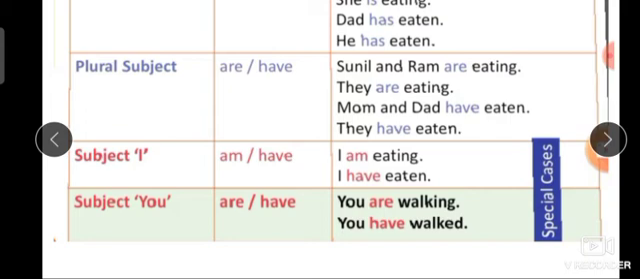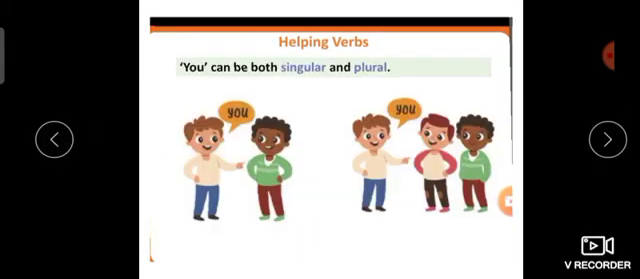See children, you are walking. So when the action is going on, we are going to use the helping verb "are", and when it's already done, we are using the helping verb "have". You have walked. So in the special cases of "I" and "you", we are using the helping verbs "am", "have", "are" and "have". Okay children, so let's see some more examples of the special cases of "you".